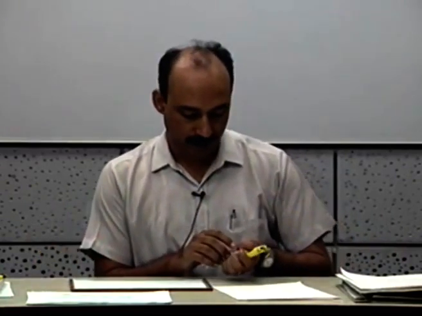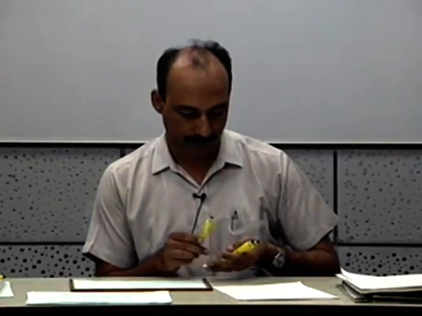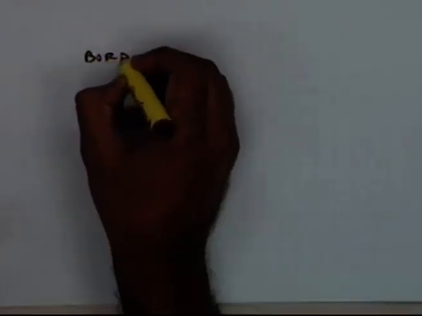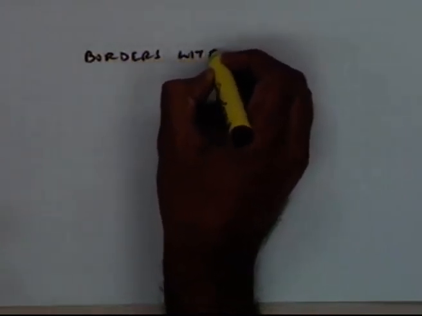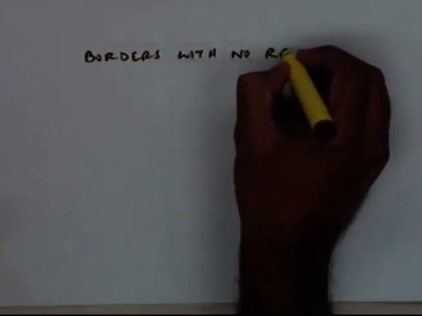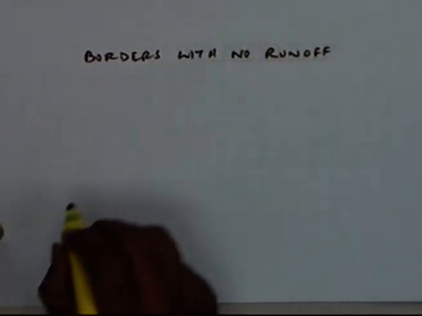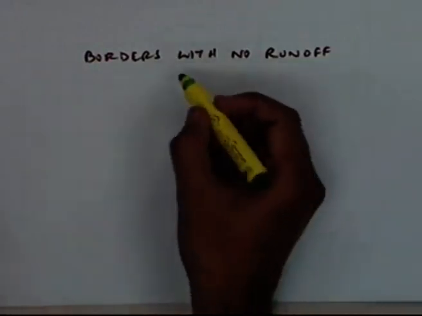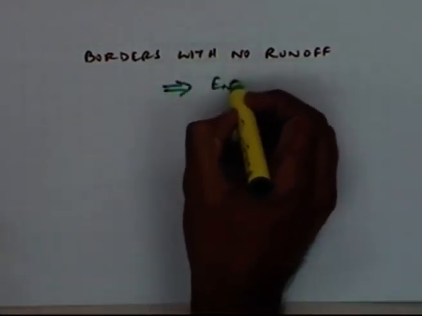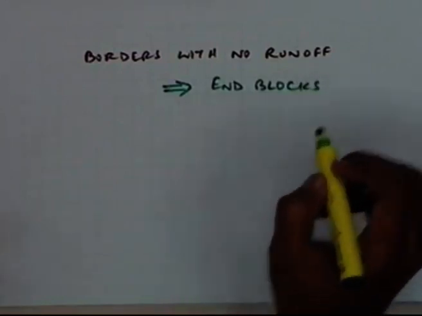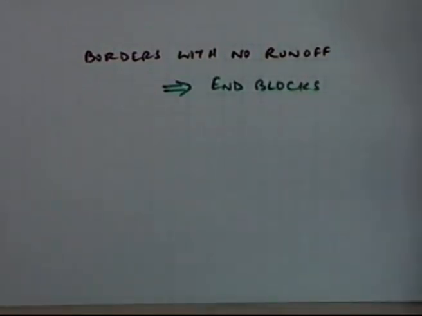Let's consider the cases where you want to use the borders with no runoff. That means you are using the end blocks. You are trying to restrict any surface runoff by putting a blockage at the end or by constructing another ridge at the end.